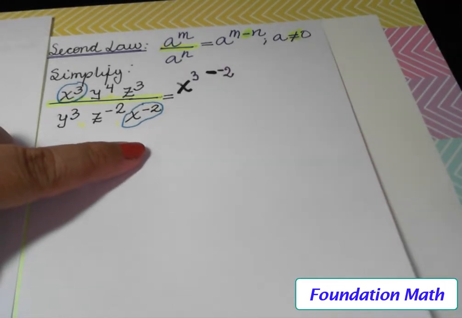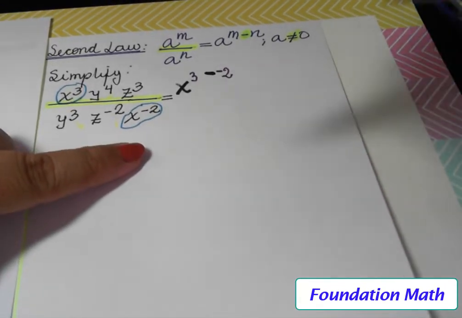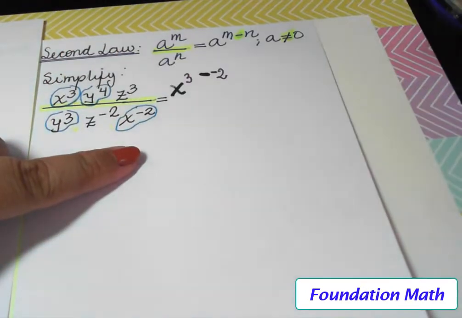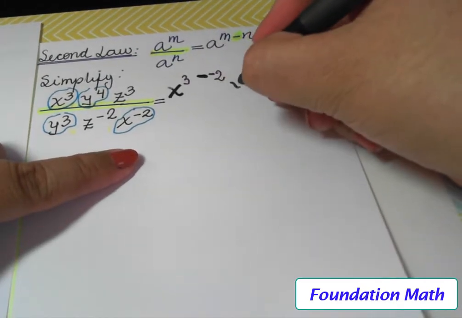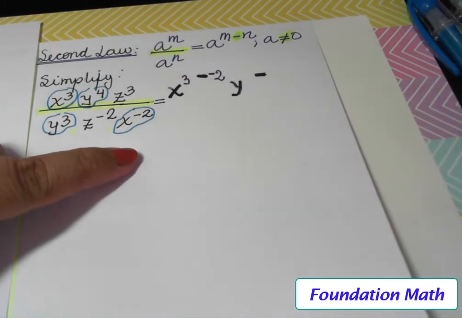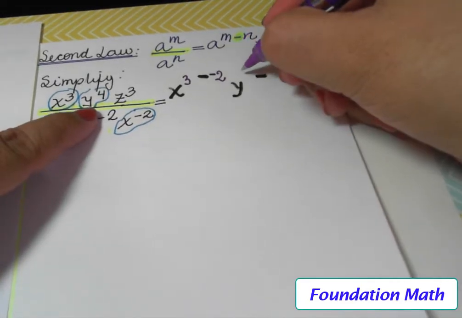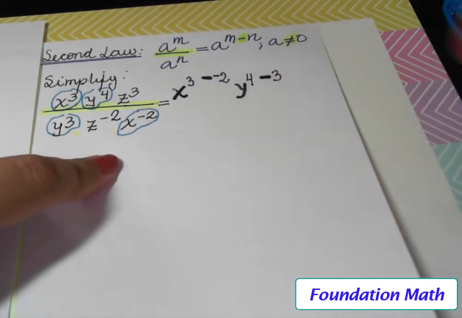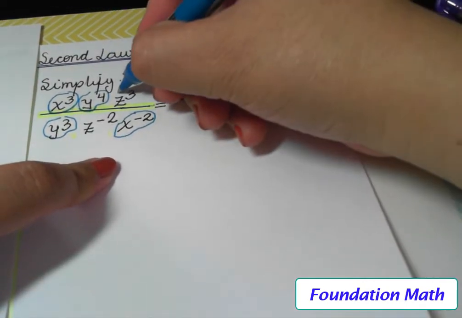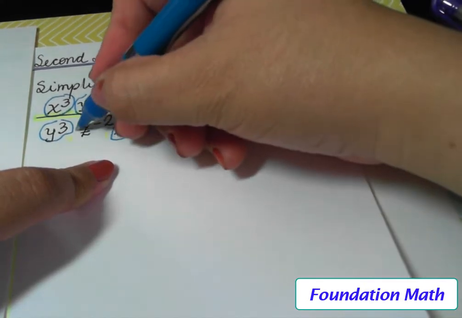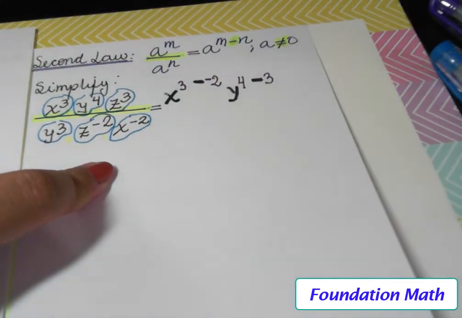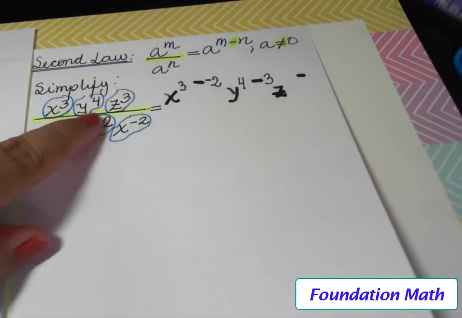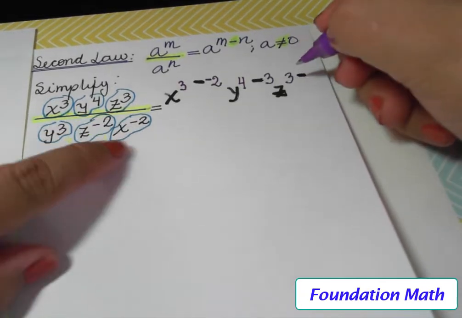So now the letter y. y with exponent 4 and y cubed. So this is going to be y, minus the exponent. The first exponent is 4, the second is 3. And finally, z cubed and z with exponent negative 2. So you're going to write down z, minus the first exponent is 3 and the second is negative 2.